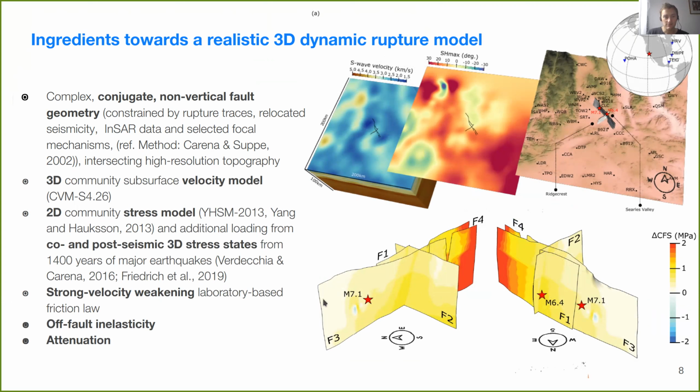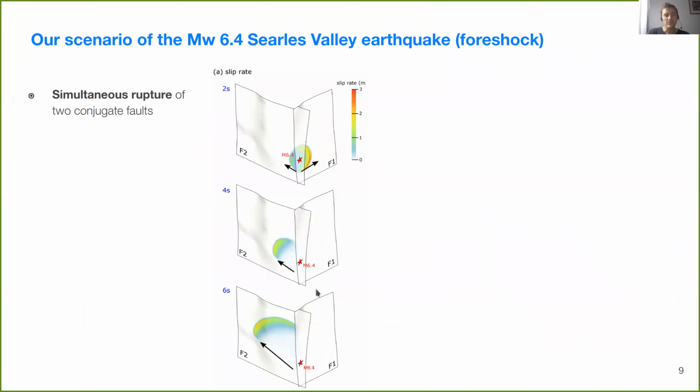That is the co-seismic and post-seismic stress change, expressed as a stress tensor. Once resolved into the fault system into Coulomb strength change, we can see that this creates an additional loading of 1 to 2 megapascal. Our model also incorporates a realistic friction law with strong velocity weakening, off-fault plasticity and attenuation. Let's have a look at our scenario of the foreshock, the Searles Valley earthquake.